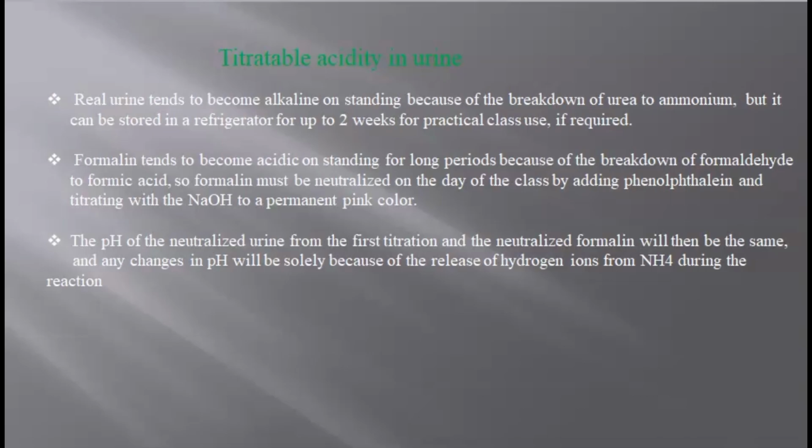Now we continue. Listen carefully. We said the pH of the neutralized urine from the first titration and the neutralized formalin would then be the same. You use the pH of the urine to compare with the pH of the urine that has been neutralized with formalin, to check if it will be the same. If it is different, it means the formalin has not done its job. Because the essence of the formalin is to make the urine maintain its acidic level for a very long time without being converted to base. That is the essence of using formalin in this practical, when you are titrating acidity in urine.